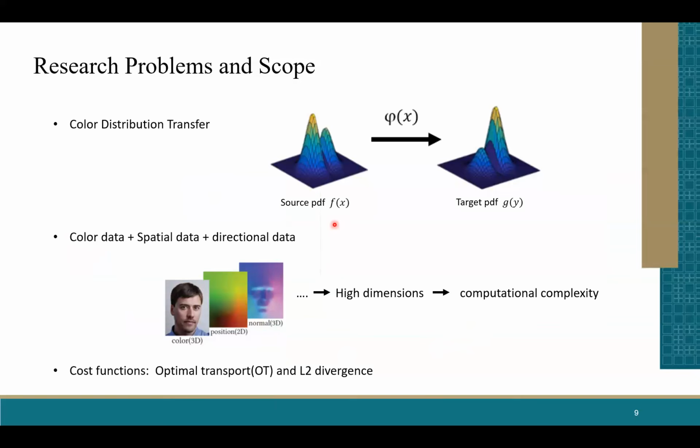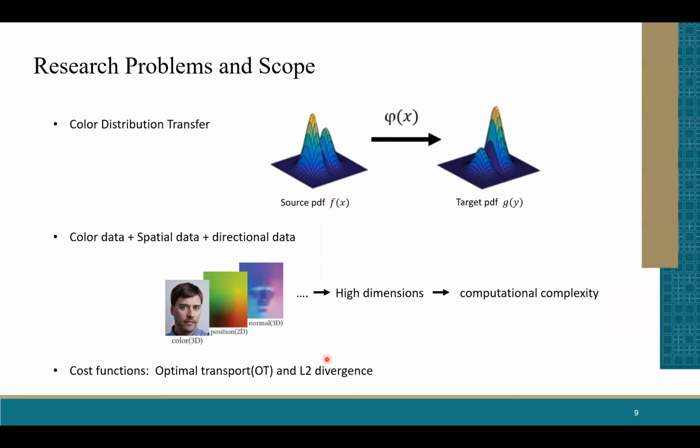So a popular approach in color transfer is to formulate the color transfer as a problem of transforming statistical distributions, where the actual probability density function, PDF, of a target image is transferred to a source image. This is known as the distribution transfer problem, and it is the main interest of this thesis.